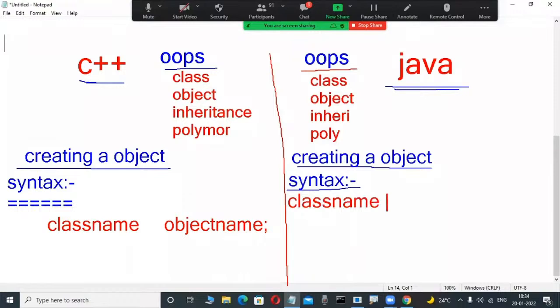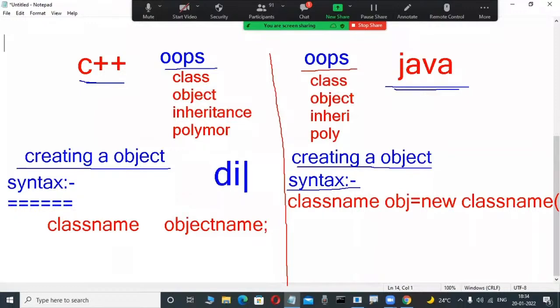Class name, space, object name is equal to new class constructor. Is there some other syntax or not? Yes, observe here. That's why these two languages are syntactically different. Conceptually, OOP concepts are the same, but syntactically they are different. And functions are also totally different.